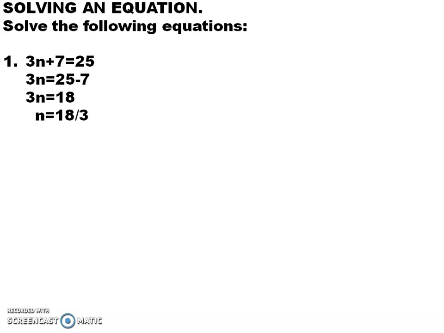What is 18 by 3? 18 divided by 3 is equal to 6. So what did you get as the value of n? n is equal to 6. So the solution for the equation 3n plus 7 equal to 25 is n equal to 6. Here, which are the two operations involved? Multiplication and addition. We will go to the next question.